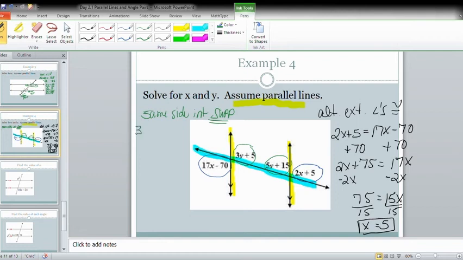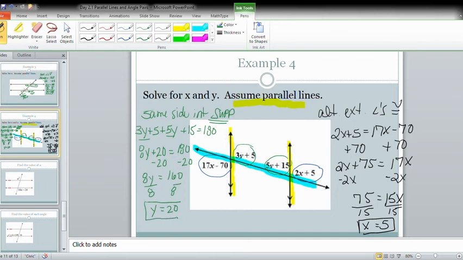So 3y plus 5 plus 5y plus 15 is equal to 180 degrees. Combine like terms: 3y plus 5y is 8y, 5 plus 15 is 20, equals 180 degrees. I'm going to subtract 20 from both sides of my equation, giving me 8y is equal to 160, and then I'm going to divide by 8, giving me y is equal to 20.